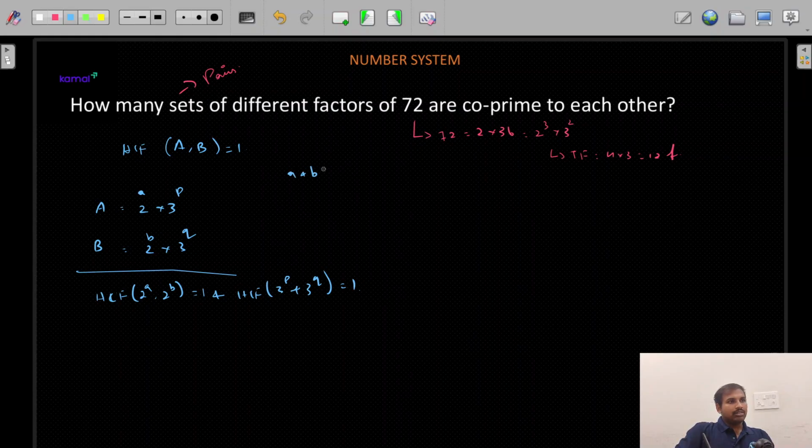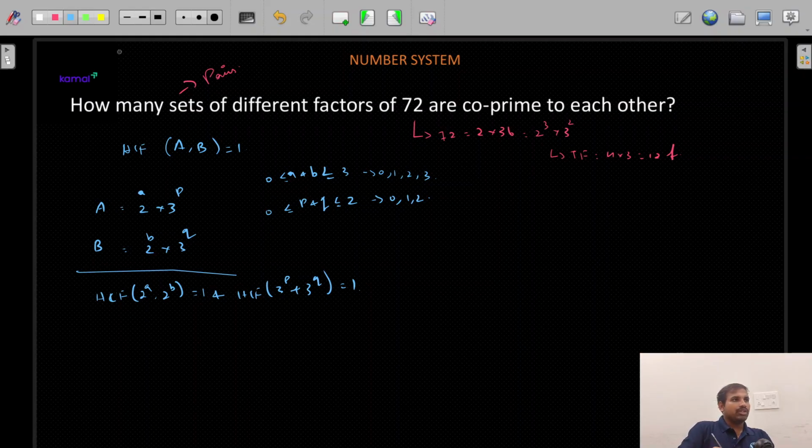A and B. The minimum value of a and b is 0 and the maximum value it can take is 3, which means it can take all the values from 0 to 3: 0, 1, 2, 3. Similarly, it is for p and q also. For p and q, it starts from 0 to 2. So the values it can take are 0, 1, and 2. These are the values a, b, p and q will take.